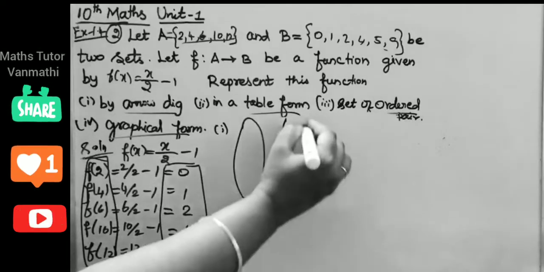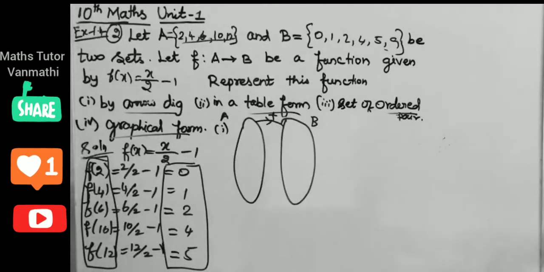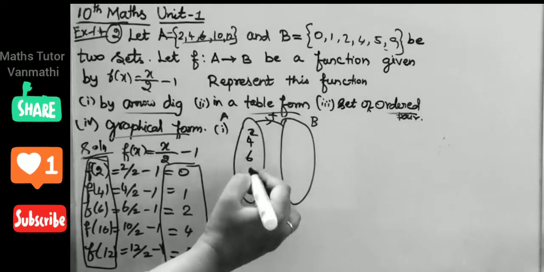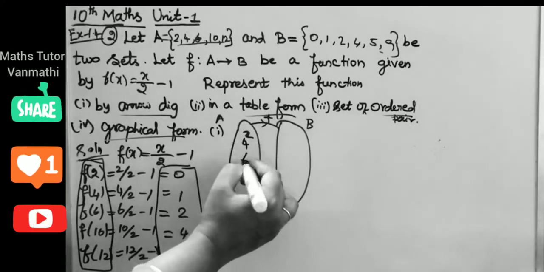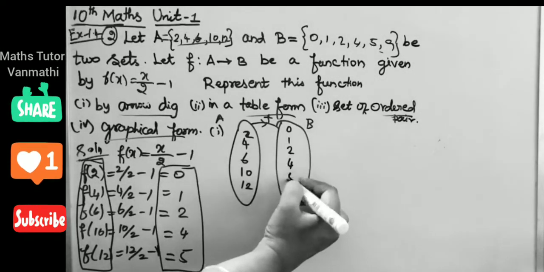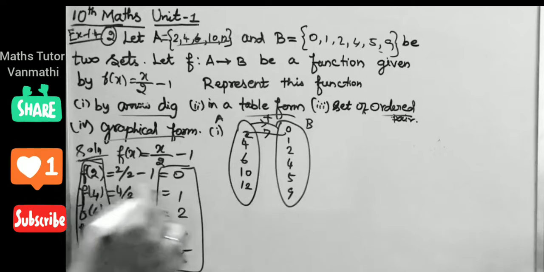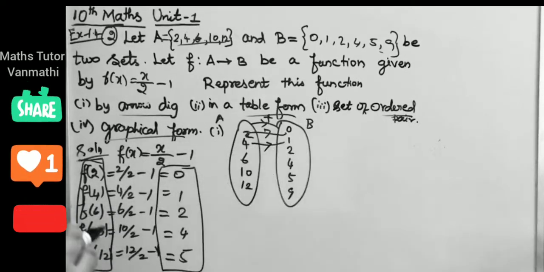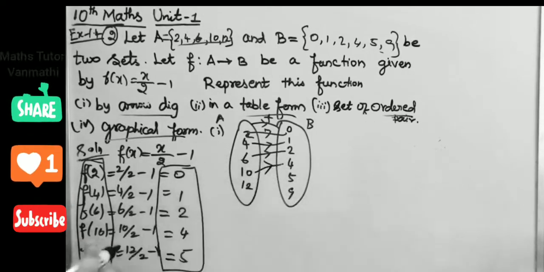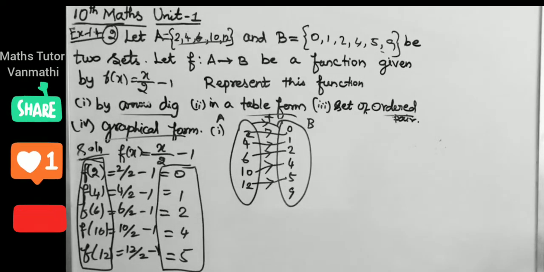From this we are going to first find the arrow diagram. In the arrow diagram, this is your A set and this is your B set, and here the function maps is f. Okay, first we write the values of A: 2, 4, 6, 10 and 12. B is 0, 1, 2, 4, 5 and 9. Clear? First mapping 2 to 0. Next 4 to 1, then 6 to 2, 10 to 4, and 12 to 5. Okay, this is the representation of the arrow diagram.